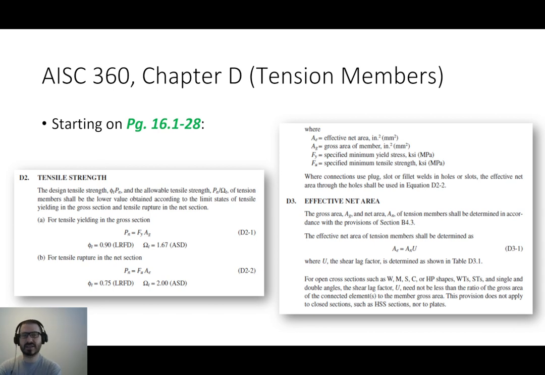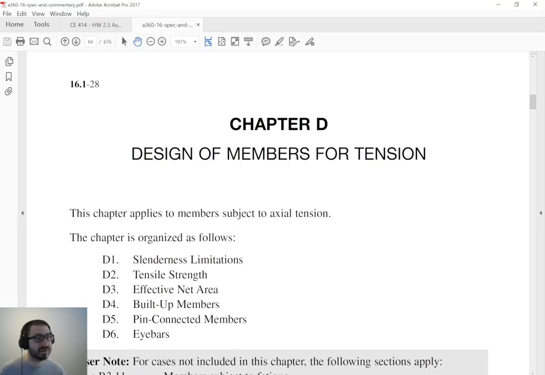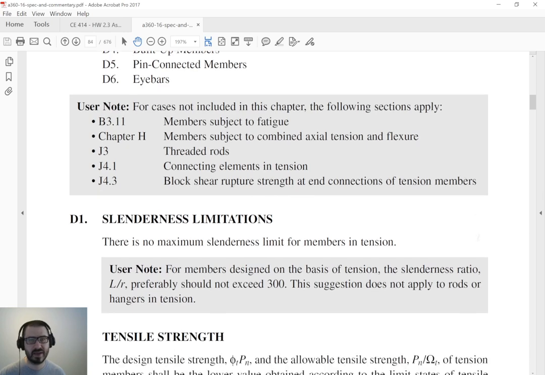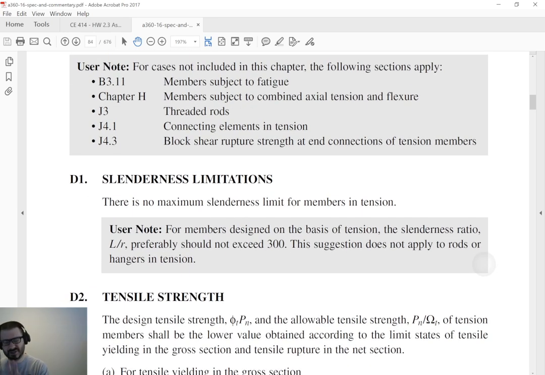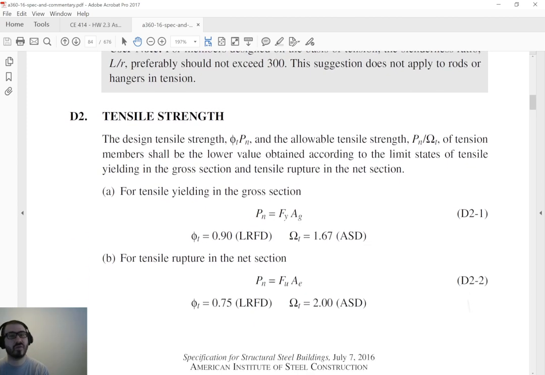Now, let's make sure we're all on the same page. Since we're discussing tension members, the section of the specification that is critical to us is the section on tension members, which is Chapter D of the spec. If you have your steel manual with you, open it up to page 16.1-28. This is Chapter D, the chapter on the design of members for tension. This is the chapter that we're governed by. Now, it does have a note on slenderness limitations. We're going to get to that in our lecture today, but for now, I'm going to go past that and go right into tensile strength.